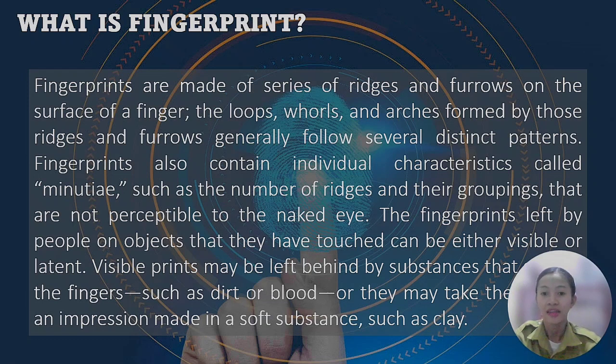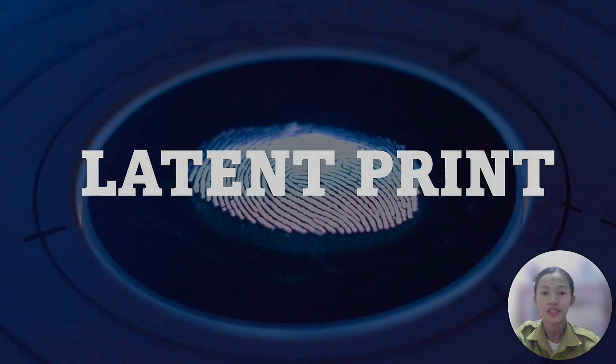the naked eye. The fingerprints left by people on the objects that they have touched can be either visible or latent. Visible prints may be left by a substance on the fingers, such as dirt or blood, or they are made as an impression on a soft substance such as clay. Now let's proceed to the latent print. So what is the latent print?